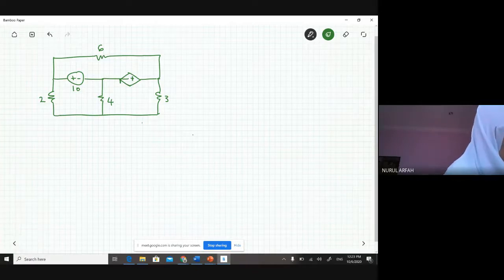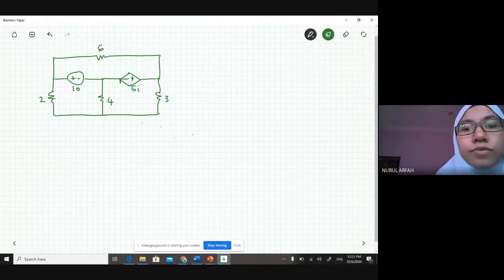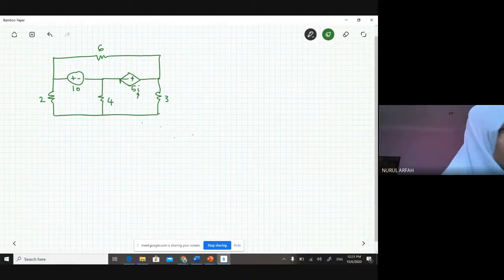Where is the I? This is an I, but I want to know, this is an unknown, right? It exists elsewhere in the circuit. So where is that I? Oh, here. I. Okay, good.